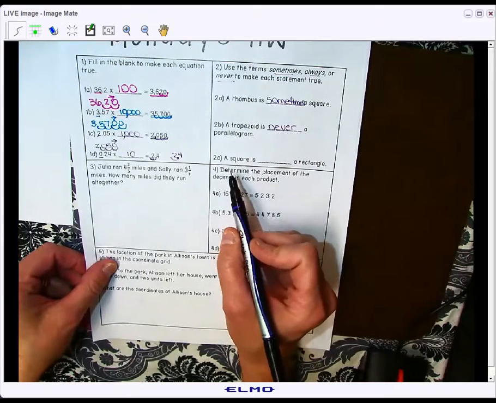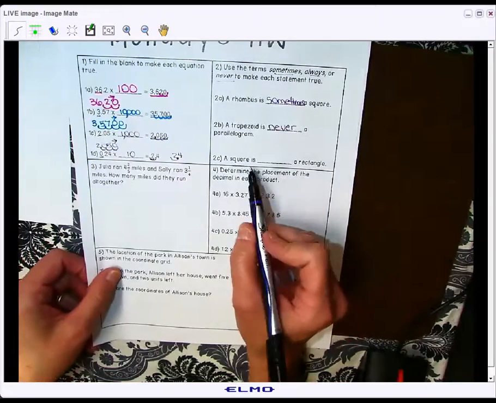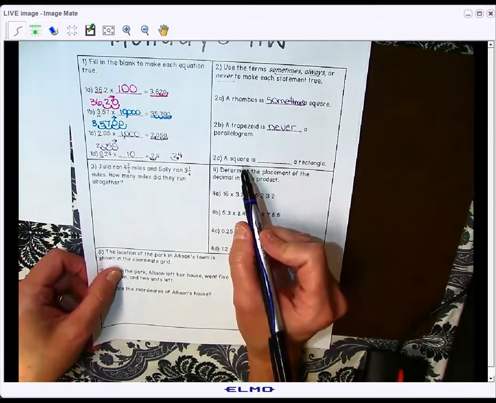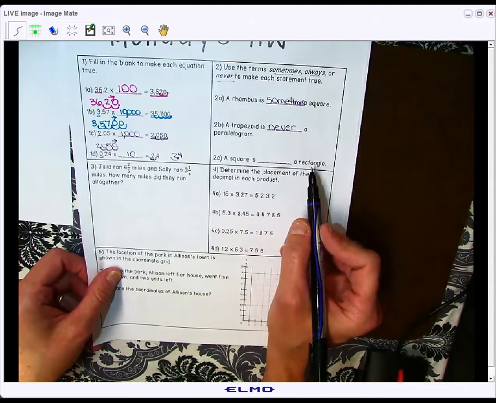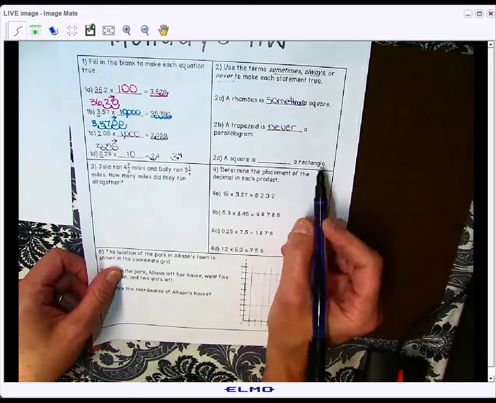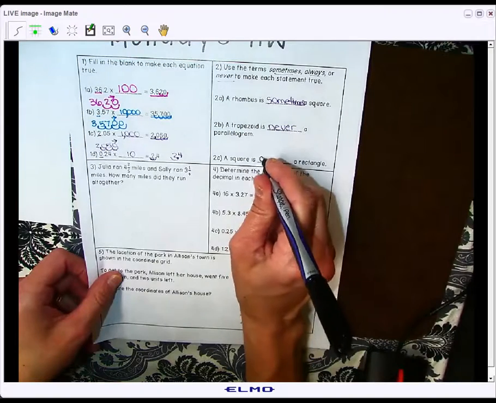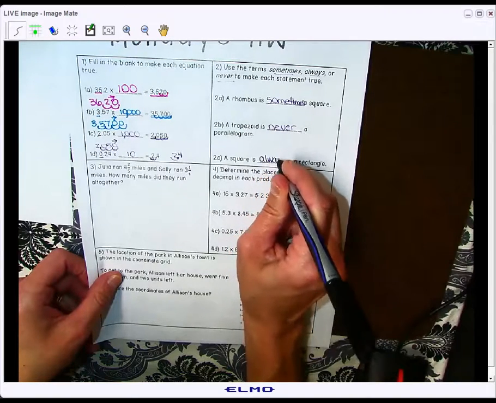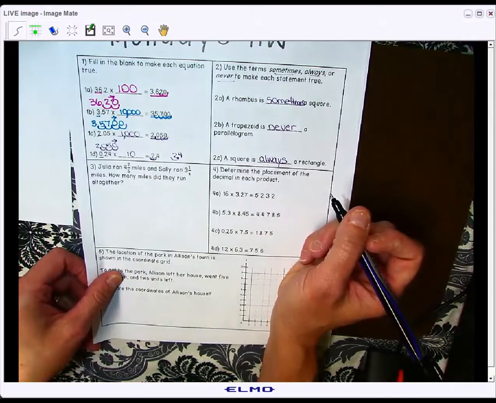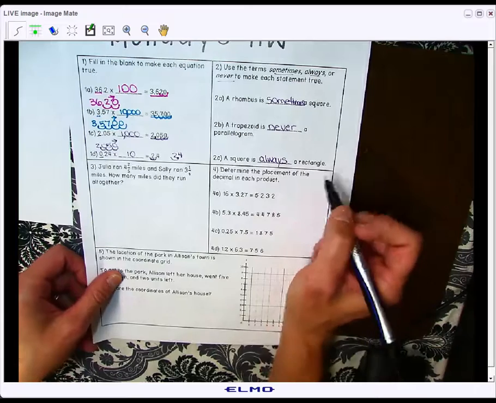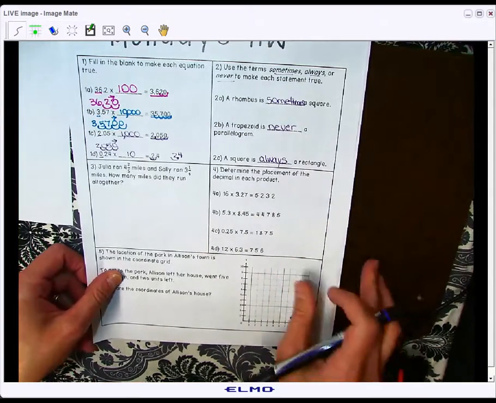And C, a square is blank a rectangle. Well, if you know that a square has 4 right angles and all equal sides, a rectangle has 4 right angles and opposite sides are parallel and equal, then we know that a square can always be a rectangle. But can a rectangle always be a square? And the answer would be no. Because a rectangle, for it to be a square always, would have to have all sides equal.